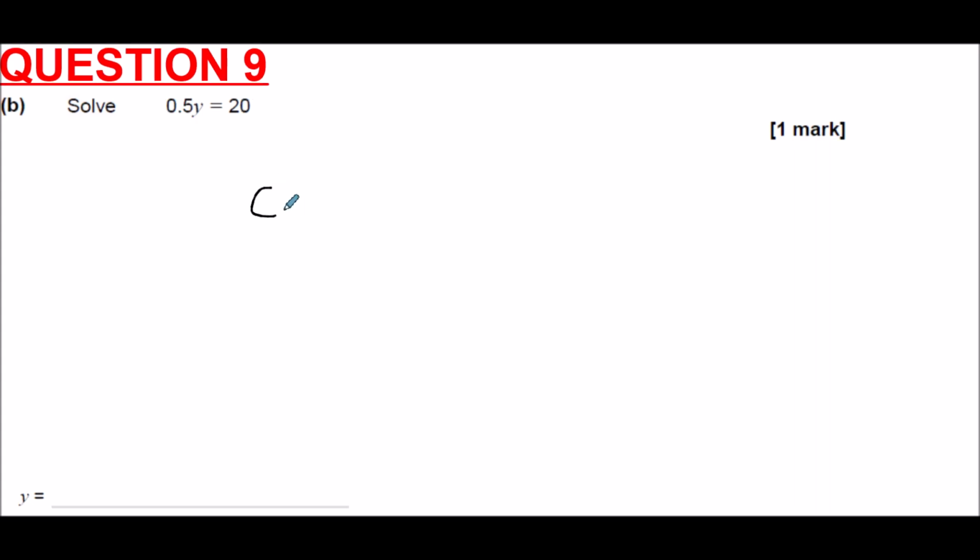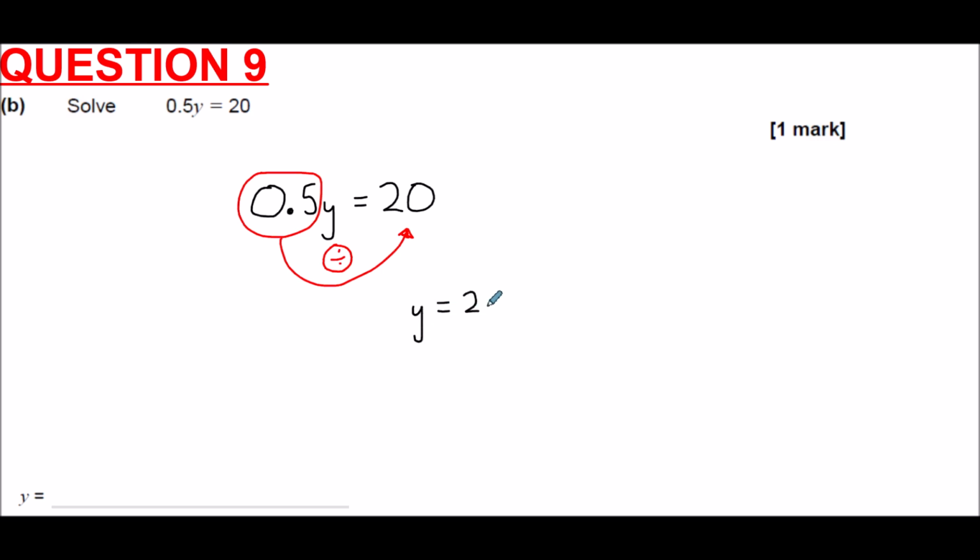For part B, we've got 0.5 y equals 20. That 0.5 is multiplying the y, because it doesn't say what it's doing. And if you've got two things next to each other in algebra with no mathematical instruction noted, it always means one thing multiplied by the other. And so if we move that 0.5 to the other side, once again we swap the side, then swap the sign. Opposite of multiplying by 0.5 is dividing by 0.5. And so y will equal 20 divided by 0.5.